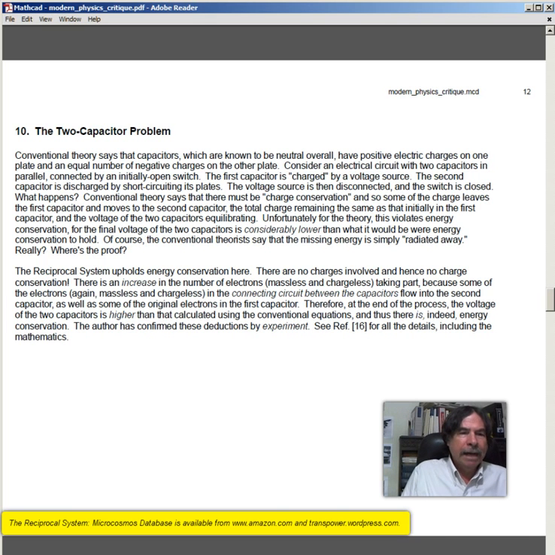Number 10, the two-capacitor problem. Conventional theory says that capacitors, which are known to be neutral overall, have positive electric charges on one plate and an equal number of negative charges on the other plate.